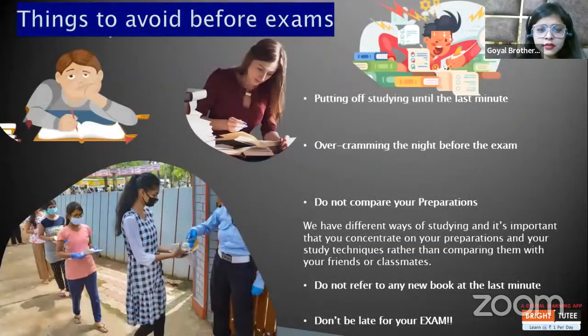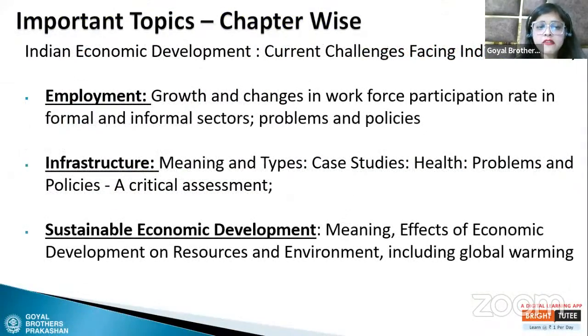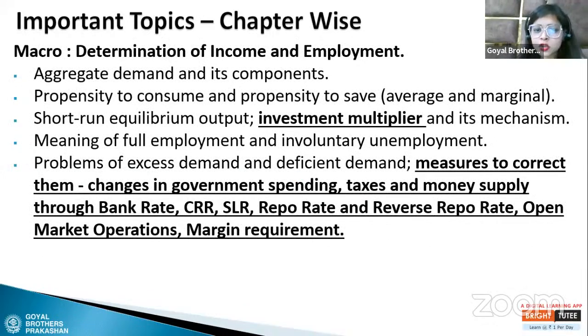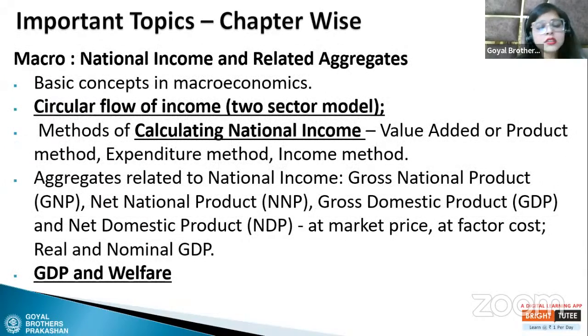So this is the syllabus that you need to focus upon. From Indian economy: growth and changes in workforce participation rate, formal and informal sector, problems and policies. From infrastructure, we have meaning and types, case studies, health problems and policies. From sustainable economic development, we have meaning, effects of economic development on resources and environment, including global warming specifically. And from determination of income and employment, I have already shown you the syllabus, and so is for national income. So this is the only portion that is there in the syllabus now.